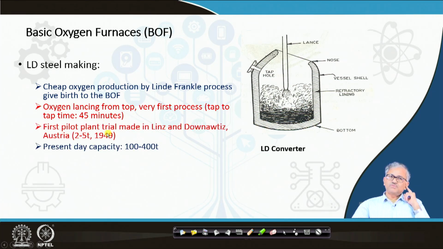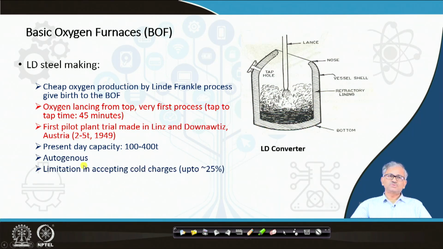The first pilot plant was set up in Linz and Donawitz, 2 to 5 ton, in 1949, that is 1950. After that, once LD came into the picture, slowly the open hearth phased out because of its very large time requirement from a productivity point of view. Presently its capacity is 100 to 400 ton; that LD furnace is available nowadays.